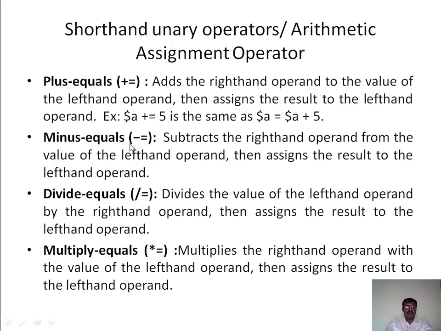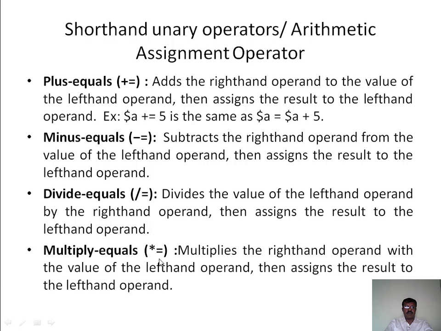Similarly, minus equals operator. This operator is represented by minus followed by equal sign. This operator subtracts the right hand operand from the value of the left hand operand, then assigns the result to the left hand operand. Divide equals. This operator can be represented by forward slash followed by equal sign. This operator divides the value of the left hand operand by the right hand operand, then assigns the result to the left hand operand.